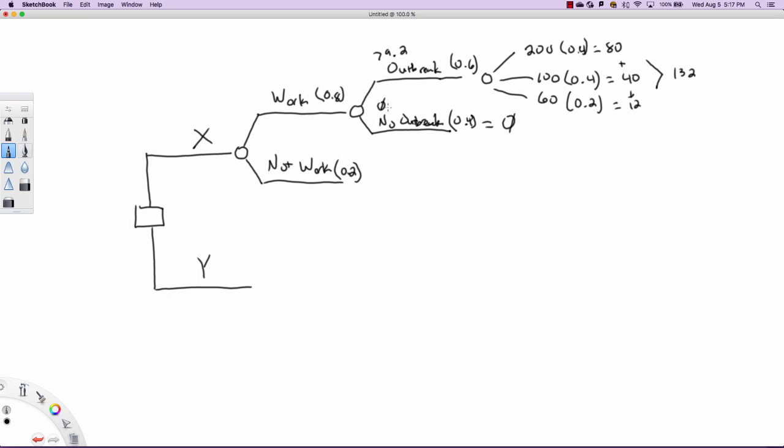And that one more step is to add these two numbers together. So 79.2 plus 0 is 79.2. But there's also a chance that drug X won't work.